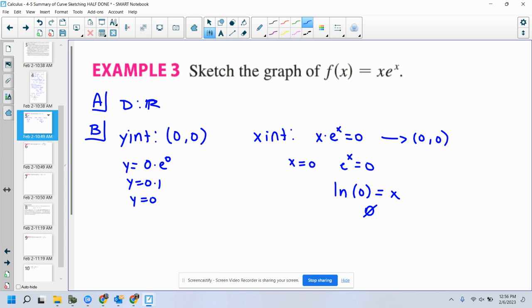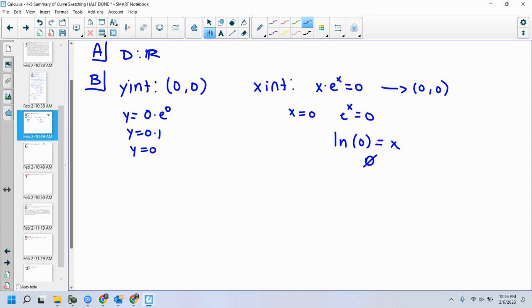Now this is, oh, not yet. Okay, sorry. Part D is where it starts to get a little interesting. For symmetry, I'm going to write the original x e to the x over here. Let's plug in negative x. Let's find f of negative x and see what happens. Well, that is negative x times e to the negative x. So that's like negative x over e to the x.